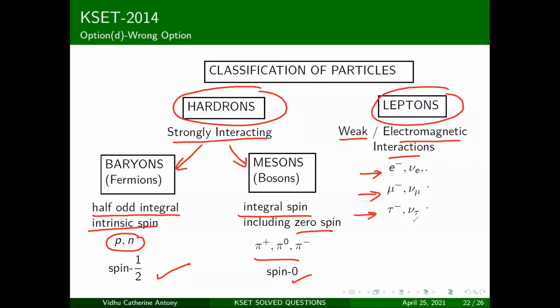So associated with each of these, you have an electron lepton number, you have a muon lepton number, and you have a tau lepton number. And they're associated neutrinos. Okay. So that's something to keep in your memory.